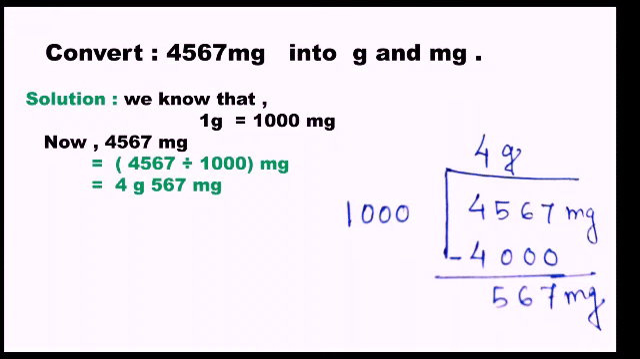When dividing, we know that 1 gram equals 1000 milligram. So here also we have to divide 4567 by 1000. How I have done this, just look at the answer. I divided 4567 mg by 1000, then I got 4 gram in the quotient and 567 in the remainder. So this is our answer, 4 gram 567 milligram. So check the process.